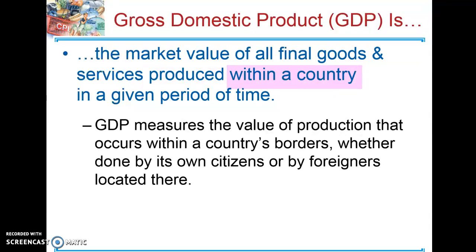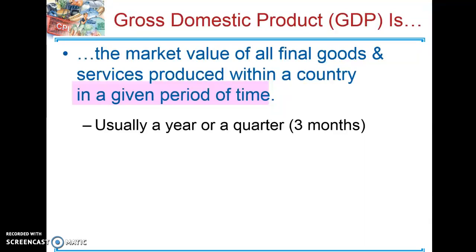The definition also states that goods and services are produced within a country. So GDP measures the value of production that occurs within a country's borders, whether it's done by its own citizens or by foreign people located in that country. The reference to time means we're talking about a year or a quarter. A quarter would mean 3 months.